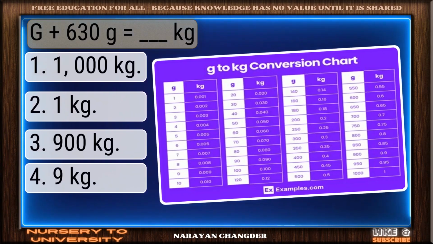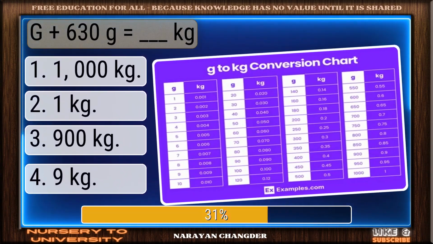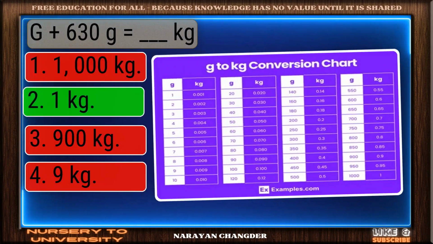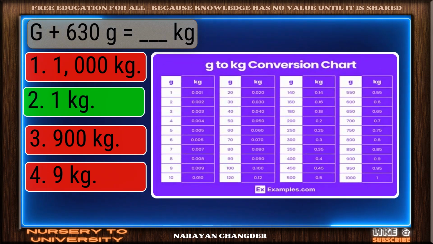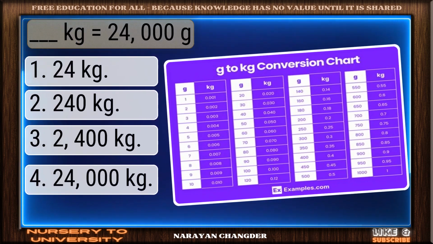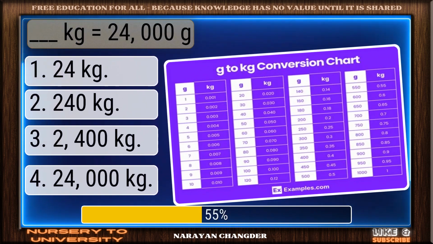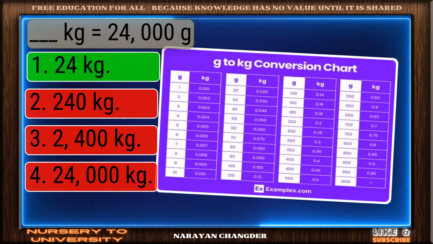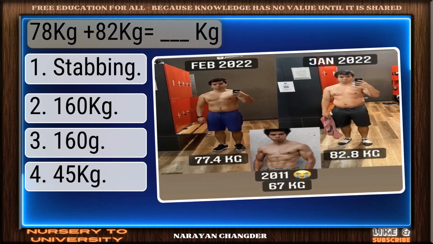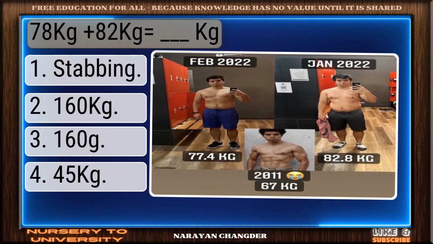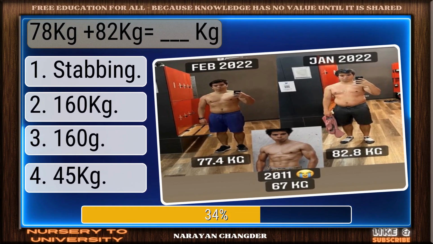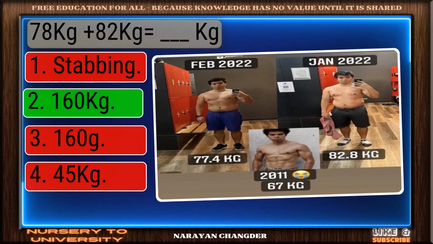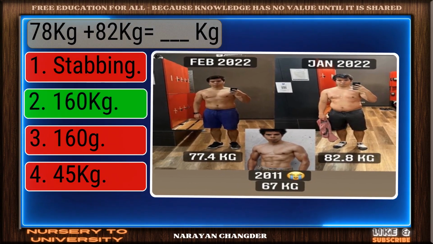G plus 630g equal to dash kg. Excellent. 1 kg is a brilliant choice. Dash kg equal to 24,000. Well picked. 24 kgs is the correct answer. 70 kg plus 82 kg equal to dash kg. Perfect. Fix 60 is the correct choice.